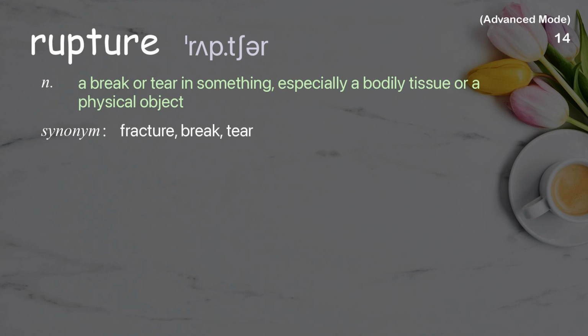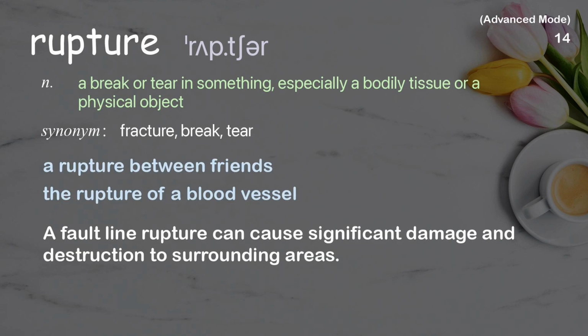Rupture. A break or tear in something, especially a bodily tissue or a physical object. Examples: A rupture between friends. The rupture of a blood vessel. A fault line rupture can cause significant damage and destruction to surrounding areas.